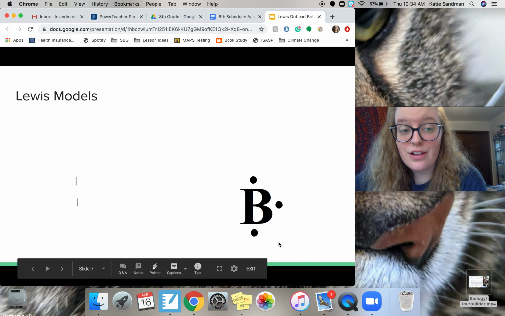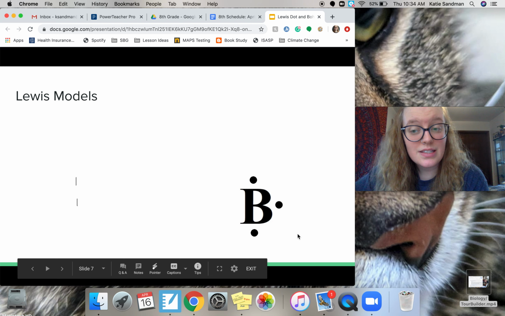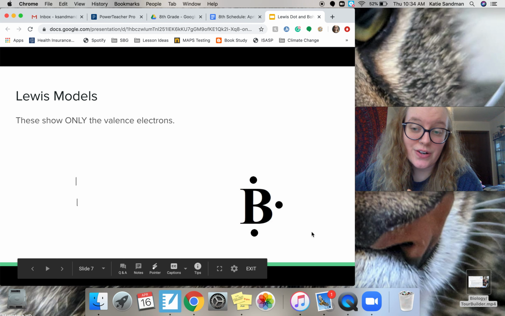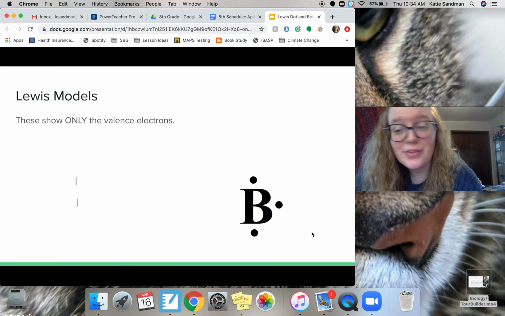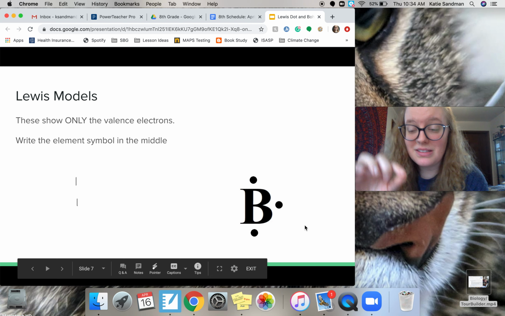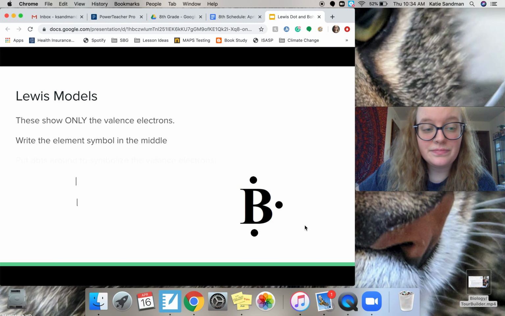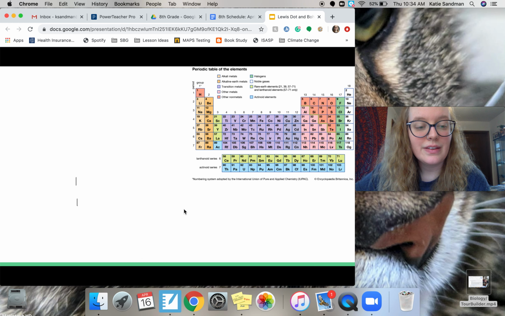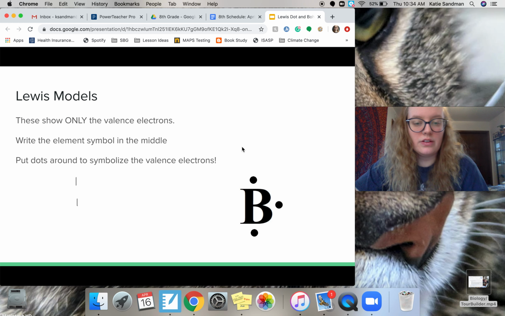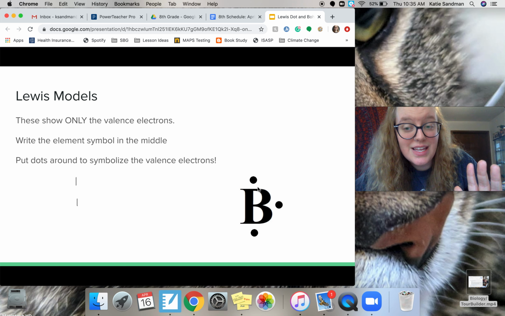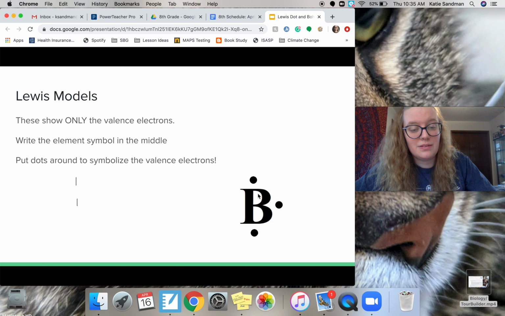Alright, for our Lewis models, this is how you are going to draw them. Remember, they only show the valence electrons, so you're only going to draw the most 8 electrons around it. So you're going to write the element symbol in the middle, and then you're going to put dots around it to symbolize the valence electrons. There's going to be a way that you should draw the electrons in, and I will show you that when we get to some examples.